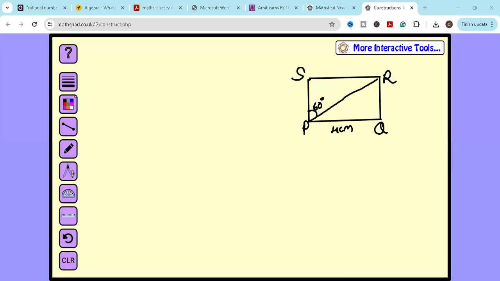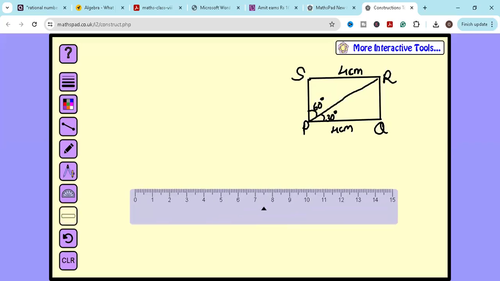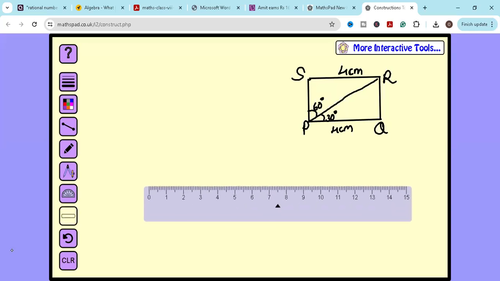Okay, so we have to construct a rectangle PQRS where angle SPR is given as 60 degrees. From the rough diagram, we have this 60 degrees, we can make this as 30 degrees, and this has to be 4 centimeters. So we'll start with a very basic idea. We'll take the scale, and let's make 4 centimeters first.